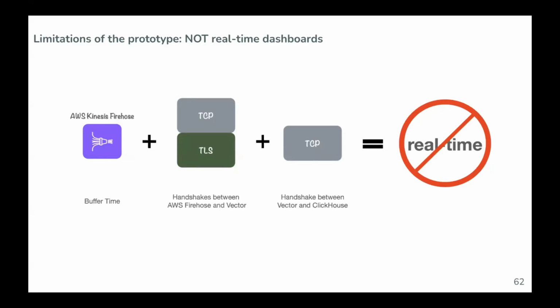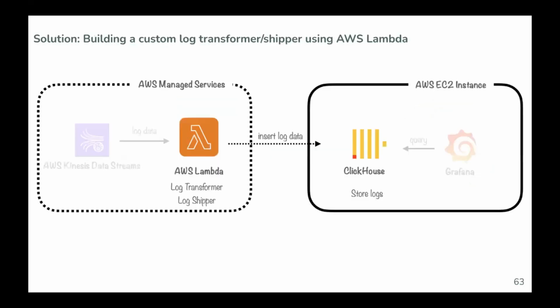This introduced over a minute of delay before logs could be stored in the database and visualized in Grafana. This delay prevented Canopy from being a true real-time experience. To address these limitations, we decided to build a custom log transformer and shipper using AWS Lambda.